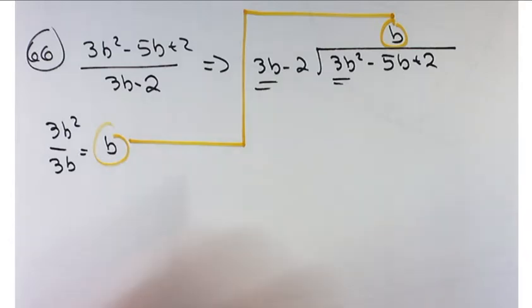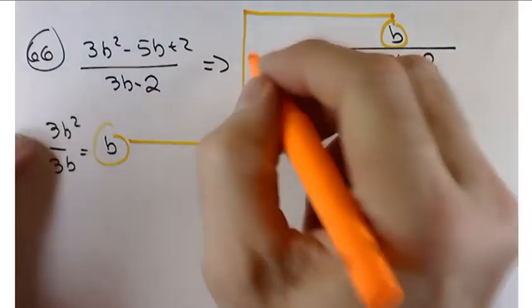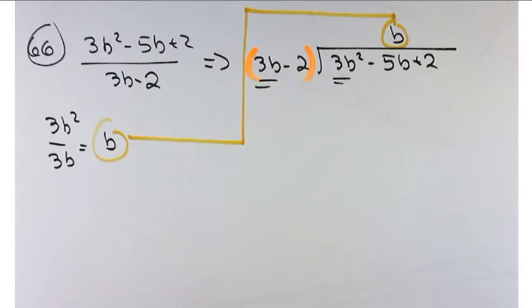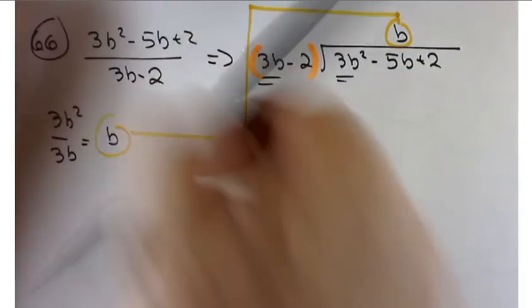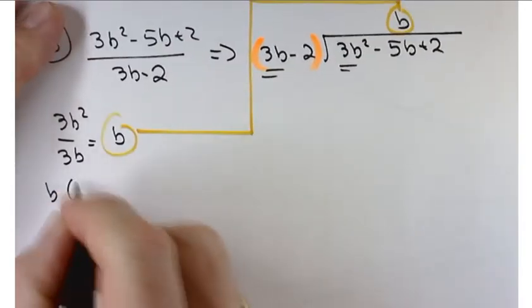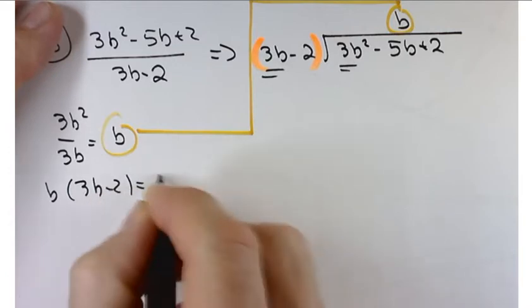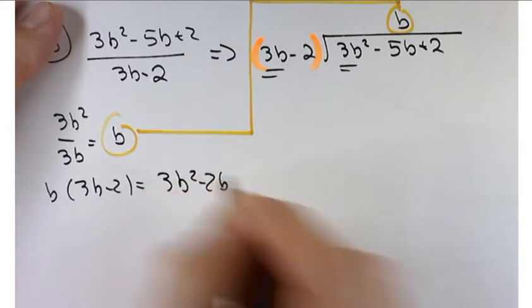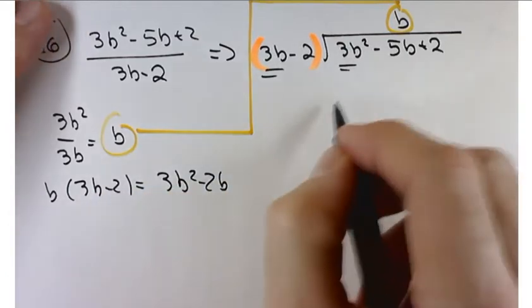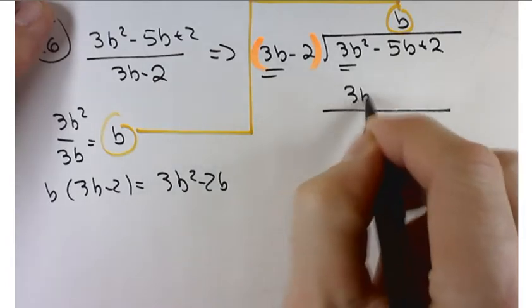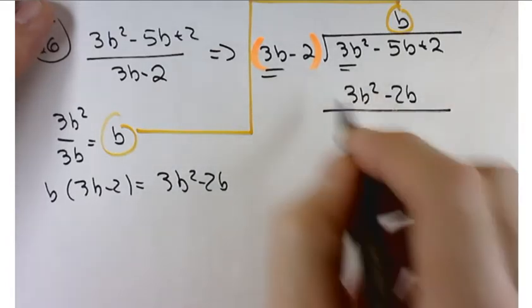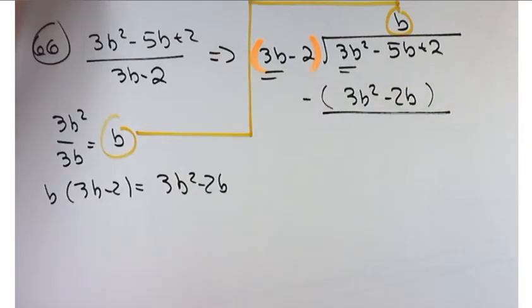Now, let's take that b and multiply it by this term out in front. B times 3b minus 2 gives you 3b squared minus 2b. Let's put parentheses around the whole thing and subtract it.